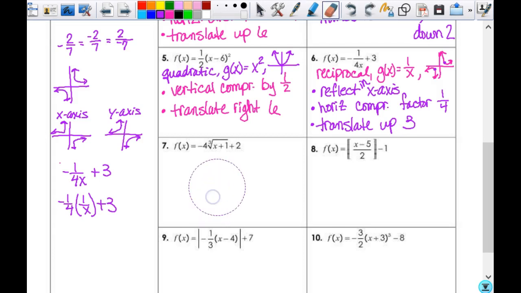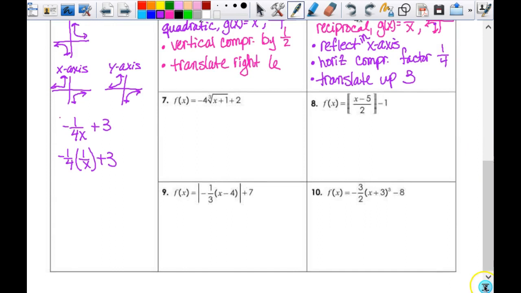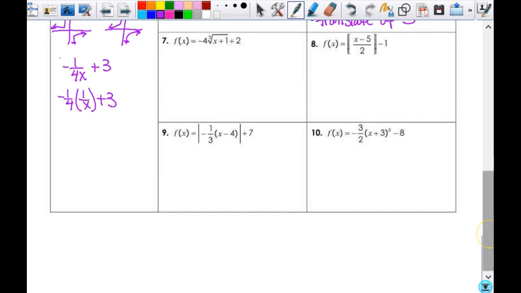All righty. So let's look at 7. We'll just go ahead and do 7 together. 7, what kind of function is this? Cube root. So this is a cube root. The g of x would equal the cube root of x. All right, let me see your best cube root.